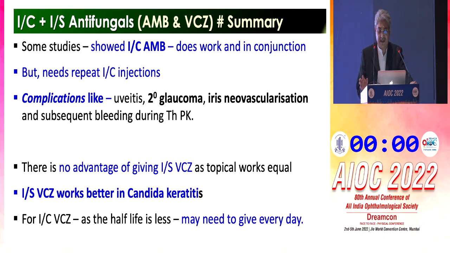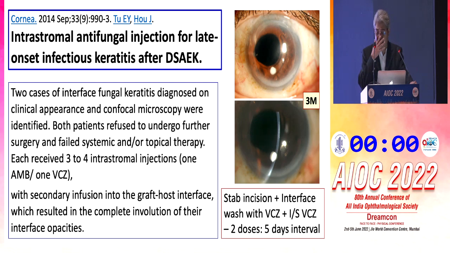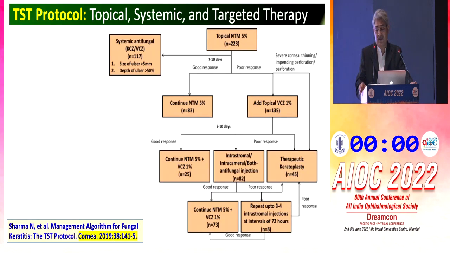So in summary, this study says that all are anecdotal, but complications are there. You must remember uveitis, secondary glaucoma, iris neovascularization, and subsequently bleeding during therapeutic PK. And there is no advantage of intrastromal voriconazole. There are also studies like in DMEK or DALK, when there is deep stromal infection, then in the interface you may try to give a stab incision and a little bit of voriconazole, and there are reports that it may be effective. So you may try it.